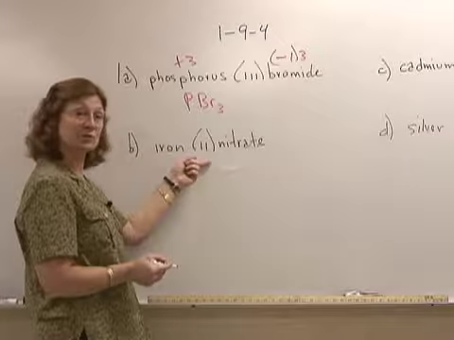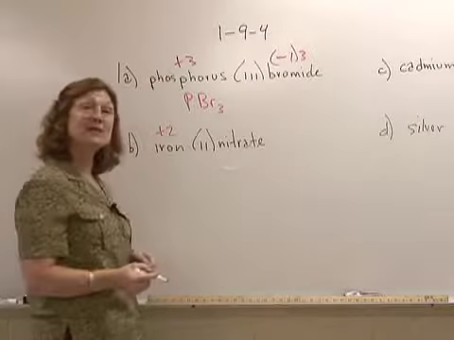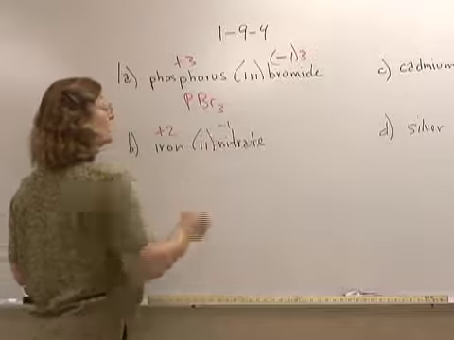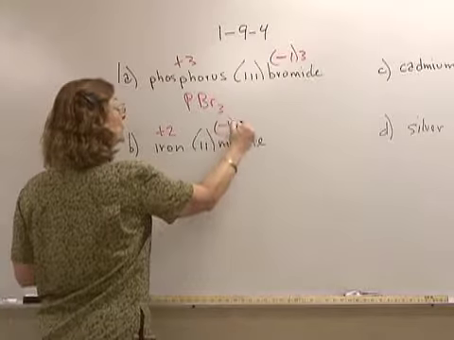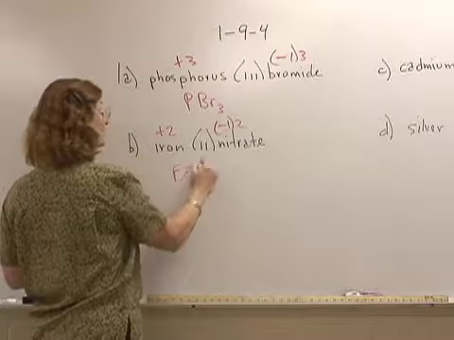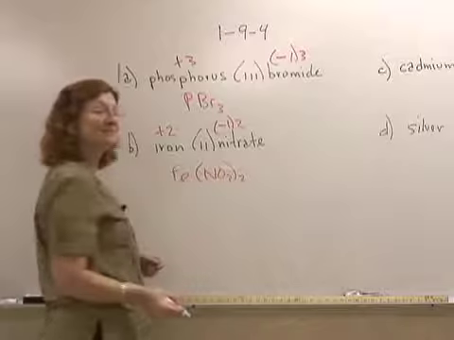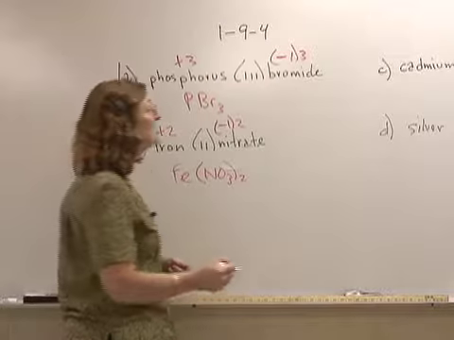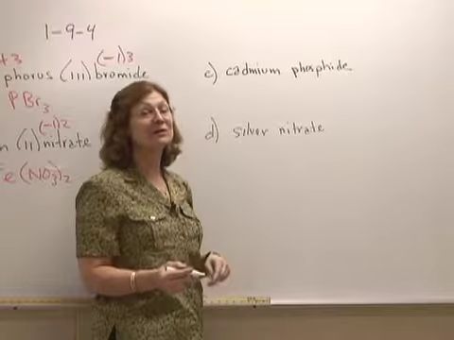Iron is Roman numeral 2, which tells me that iron is in the plus 2 state. And nitrate has a -1 charge. The common multiple between 2 and 1 is 2, so I need 2 nitrates. Fe(NO3)2.